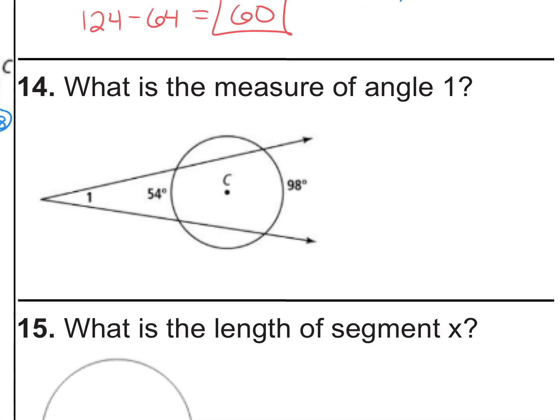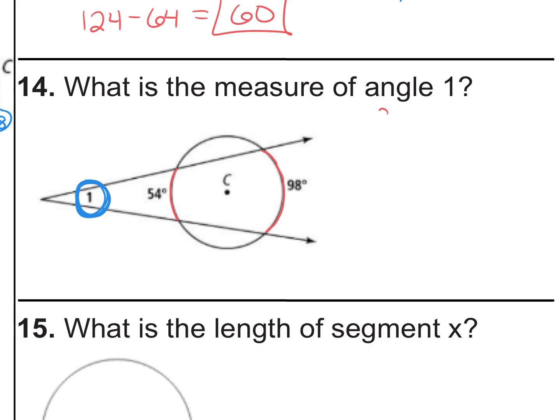Number 14, it wants to know the measure of angle 1. Where is the measure of angle 1 at? Outside. Yeah, in regards to the circle, it's outside. So there's only one way to find an angle on the outside. If that doesn't make sense to some of us, it is the big angle minus the small angle, and then what?